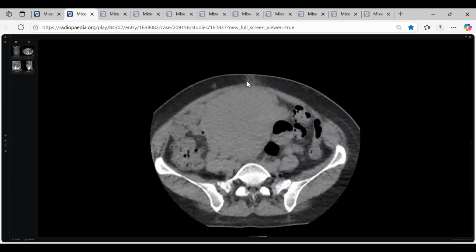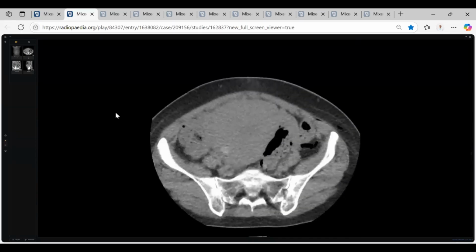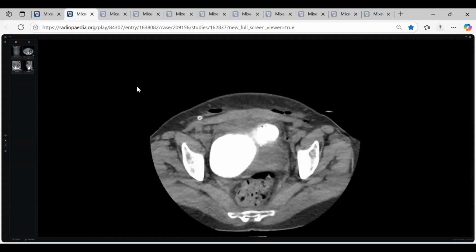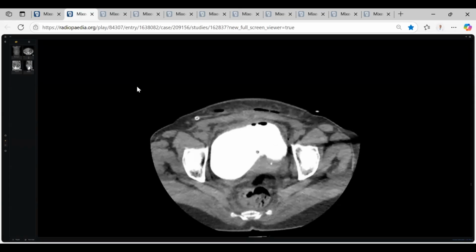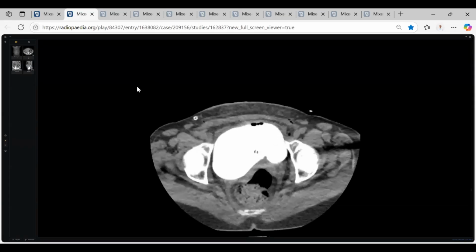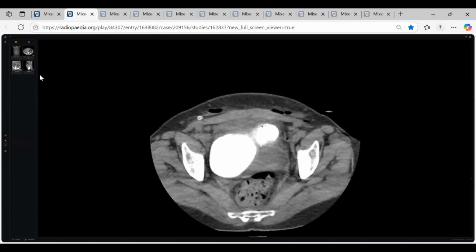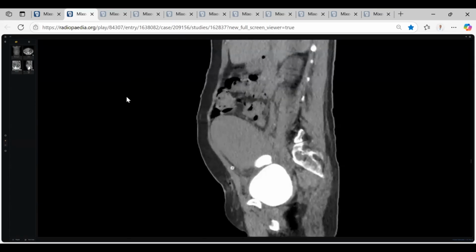What happened here, sir? There are post-surgical changes in the anterior abdominal wall, status post cesarean section, sir. What CT section or plane do you want? The post-contrast sagittal. This is a sagittal. What happened?